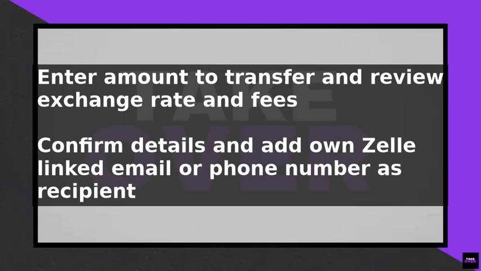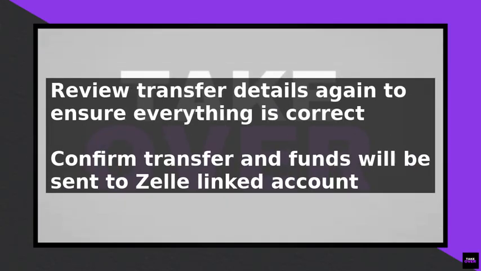After adding the recipient's information, review the transfer details again to ensure everything is correct. If you are satisfied, confirm the transfer and the funds will be sent to your Zelle link account. The transfer time may vary depending on the type of transfer and the speed of the TransferWise and Zelle systems.